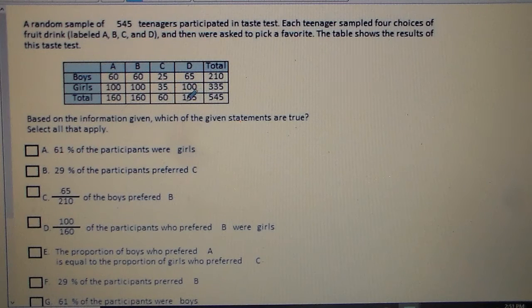The totals here on the bottom refer to the total amount that chose option A for both boys and girls. So 160 people chose A as their favorite. 160 people chose B as their favorite. 60 people chose C as their favorite. And 165 chose D as their favorite fruit drink in the taste test.